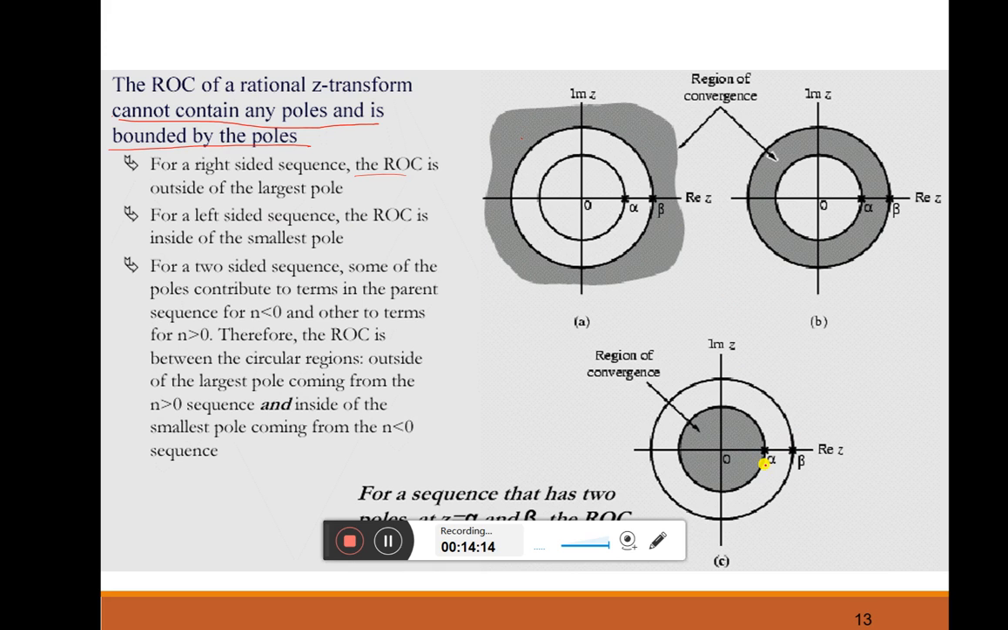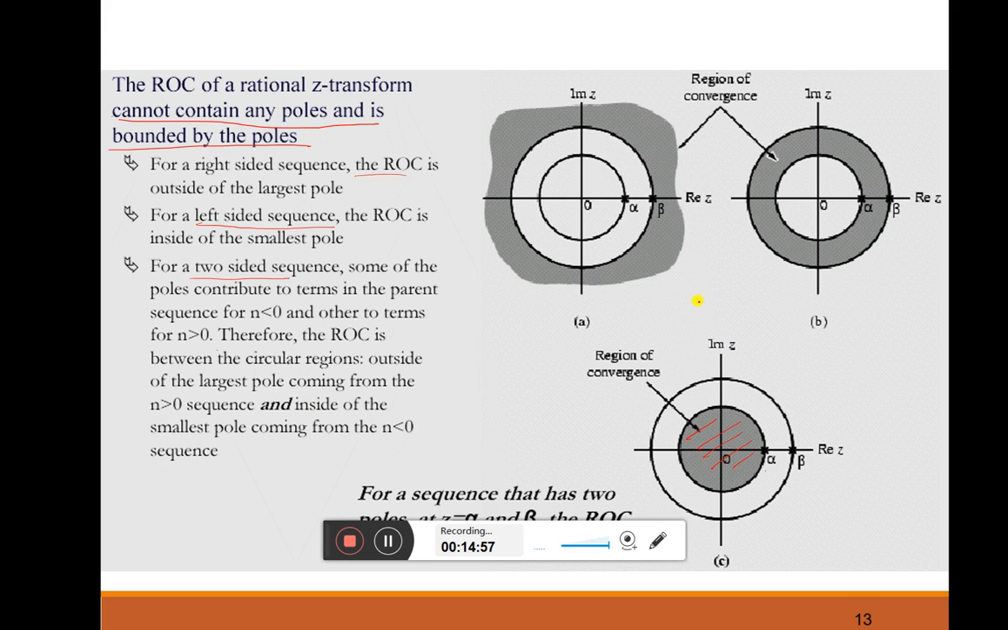So means, okay, alpha is the smallest pole. So di dalam region. Okay, so this is a left-sided sequence. For a two-sided sequence pula, so tadi left-sided, and this is two-sided sequence. Some of the poles contribute to the terms in the sequence of n smaller than 0 and other terms n larger than 0. Therefore, the ROC is between the circular region outside of the largest pole coming from the n bigger than 0 sequence and inside of the smallest pole coming from n smaller than 0.